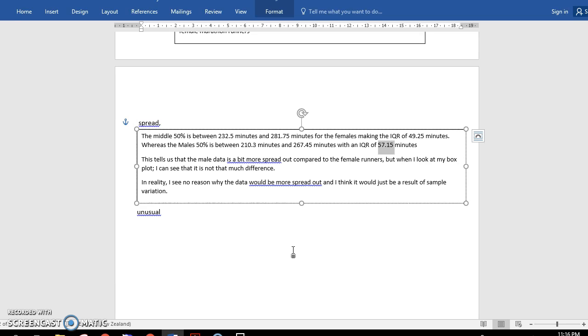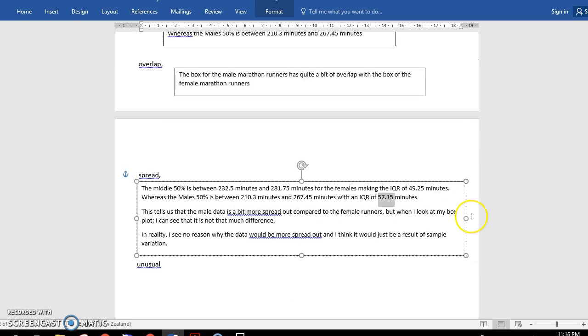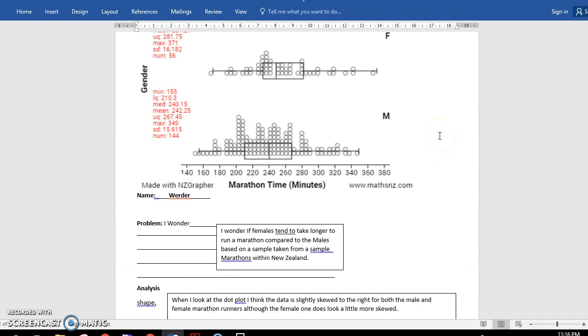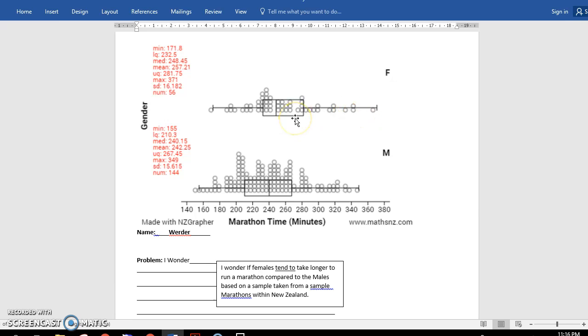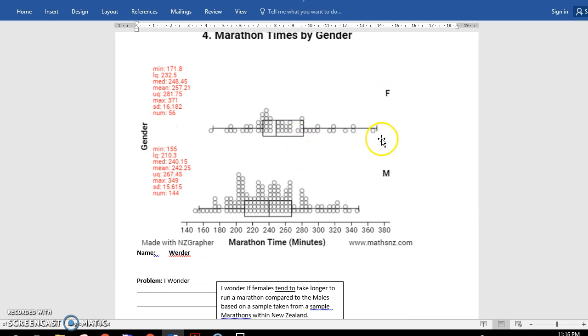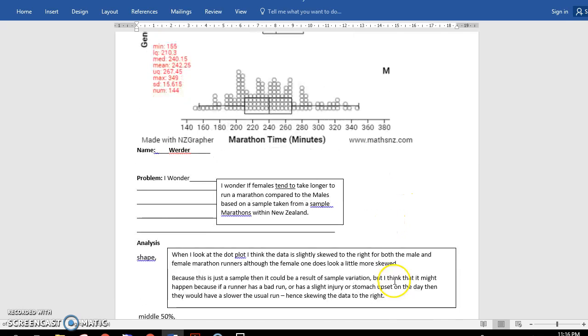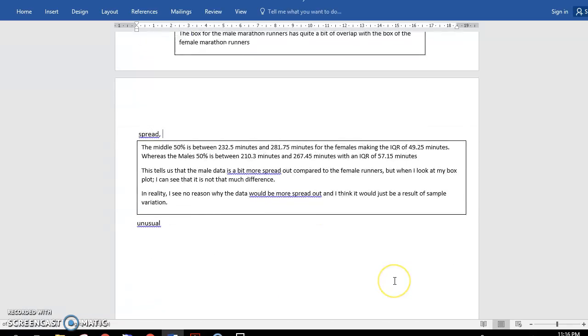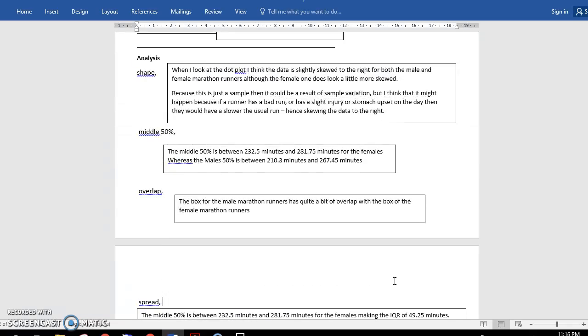For unusual, I don't know if I see anything too unusual. There's this little one, maybe considered an outlier, maybe that one at the front. Some fast lady, some a little bit slower, but nothing too spectacular. I'll probably go ahead and say you only really need 3. You should aim for 3.